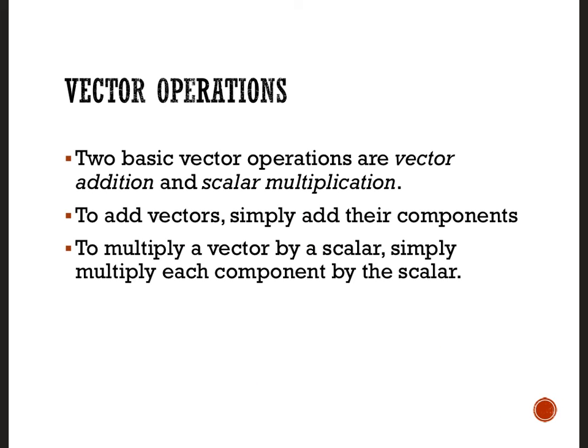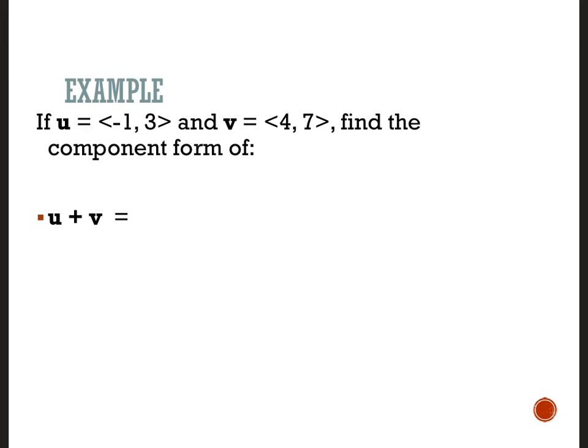Okay, the last thing that we'll talk about is some vector operations. Two basic vector operations are the addition of two vectors or a scalar multiplication. To add two vectors, you're just going to add their two components, so the x component and their y component. To multiply a vector by a scalar, you're going to think of it like distribution. You'll multiply both the x and the y by the scalar. So we'll finish with two examples.